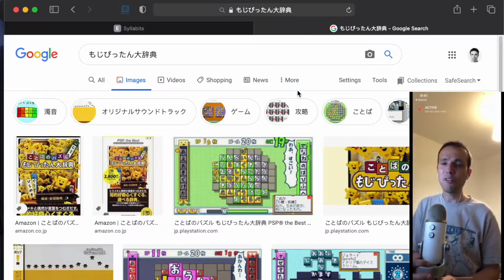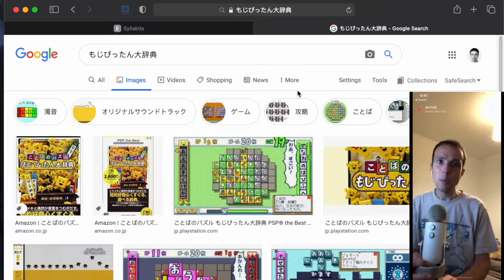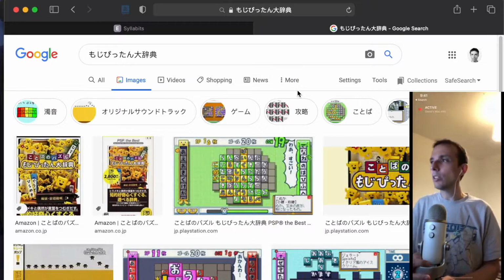I think the first version of the game is for PlayStation 2, but I got it on PSP, PlayStation Portable, in 2005, I think. So quite a few years ago.